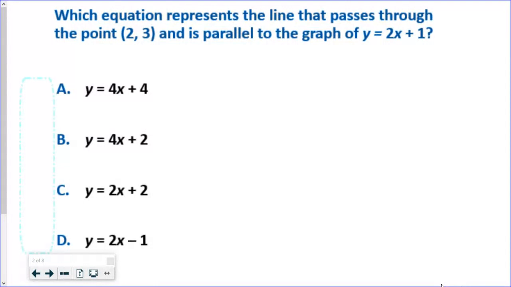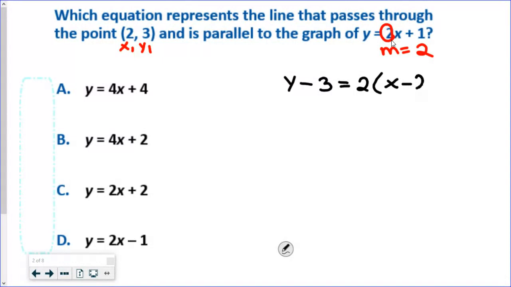Which equation represents the line that passes through this point but is parallel to that line? Okay, first things first. I know parallel means same slope. And then this is my x1, y1. So I put it in point slope form. y minus my y equals my m, x minus my x. Now I'm going to distribute. y minus 3 equals 2x minus 4.